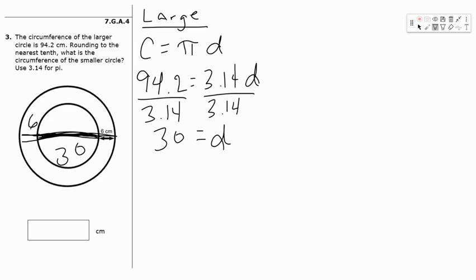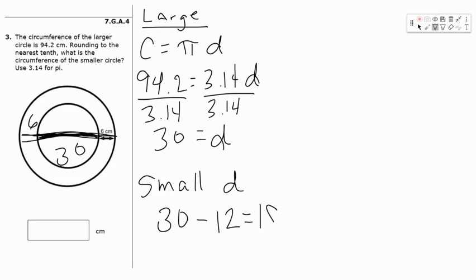Now, our smaller circle has a diameter that's 12 centimeters smaller. Remember, 6 centimeters on each side of the ring. So the small diameter would be 30 minus 12. And 30 minus 12 would be 18 centimeters.